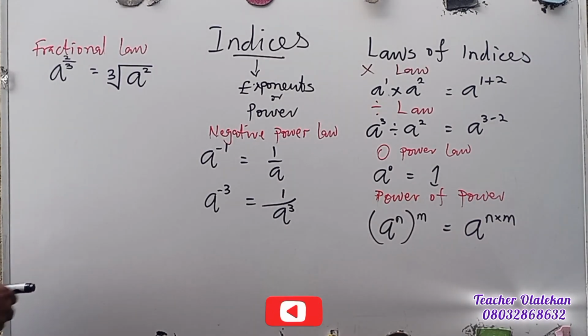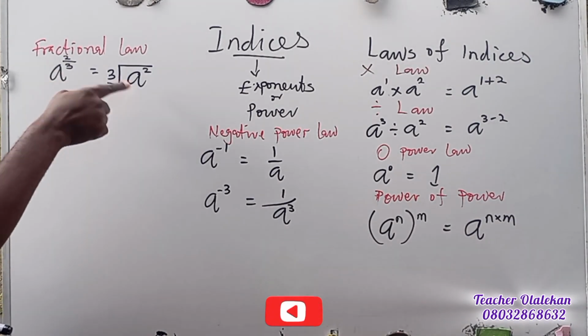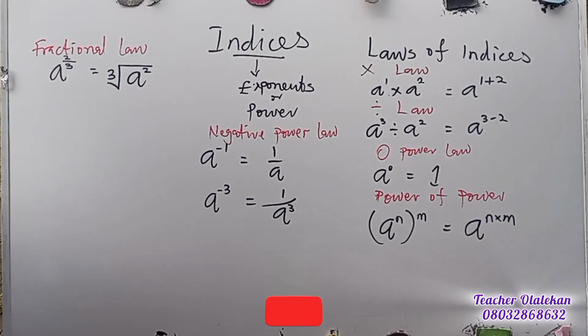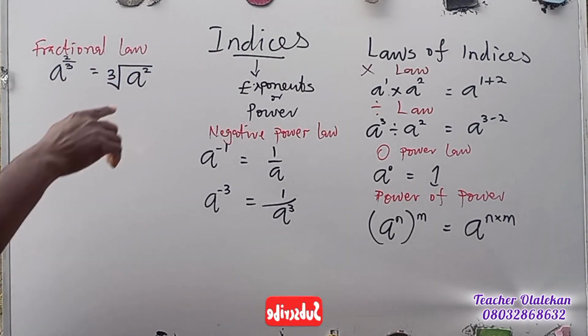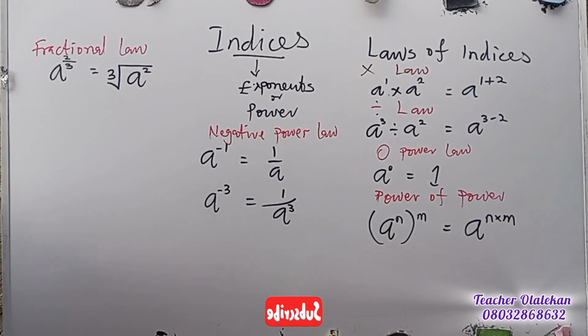So meaning that you have to find the cube root of the base first, then find the exponent, that is, the number of the exponents it has. So I think these are the basic rules in indices.